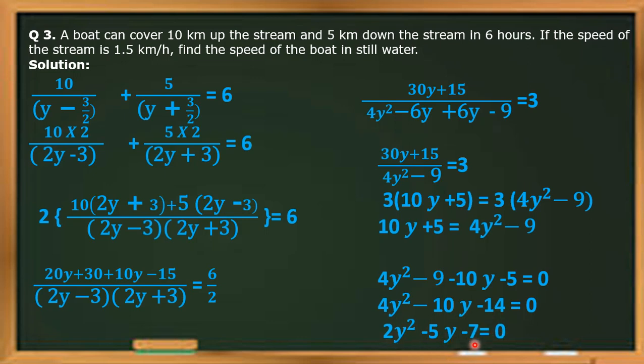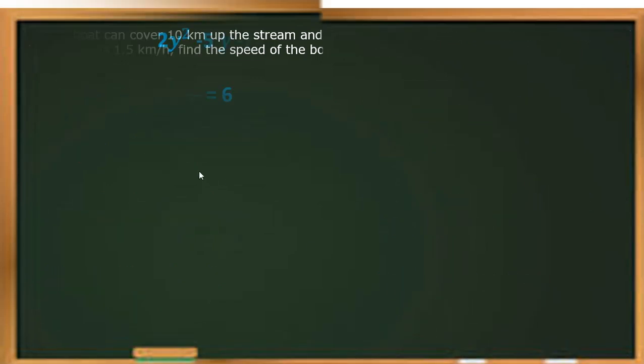Now this equation we have to solve for y, and that is the speed of the boat in still water. So now 2y² − 5y − 7 = 0. We can use the methods for solving the quadratic equation: the factorizing method, the completing the square method, or the quadratic formula. By using any one we can solve the equation for y. So let us use the factorization method.